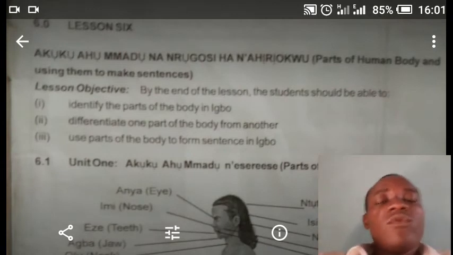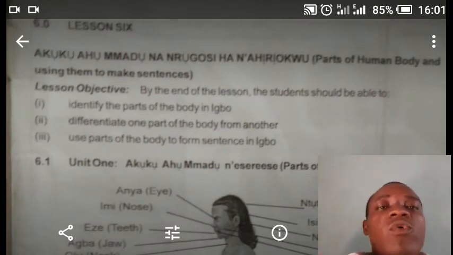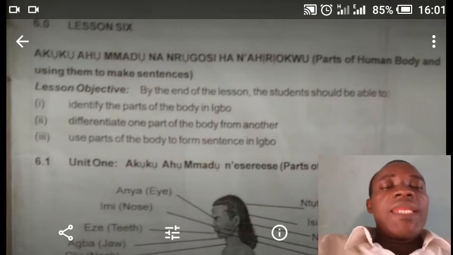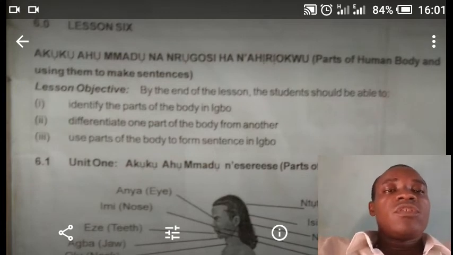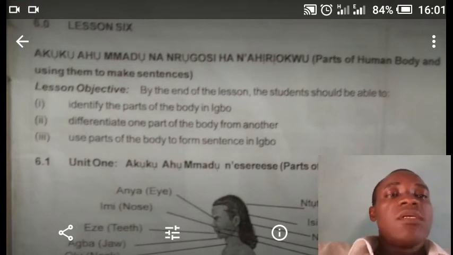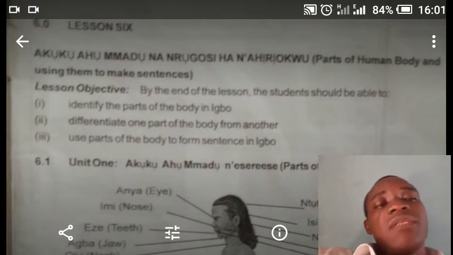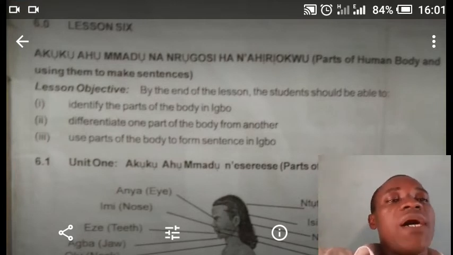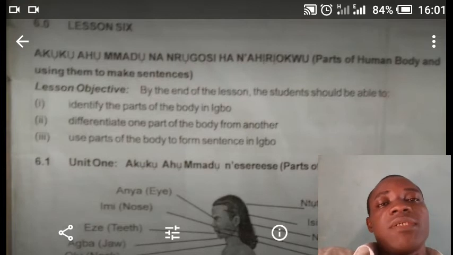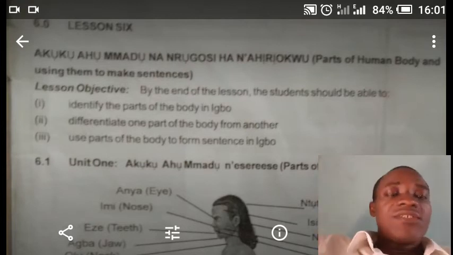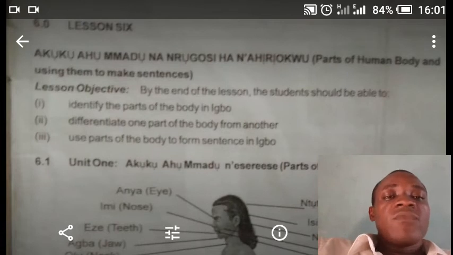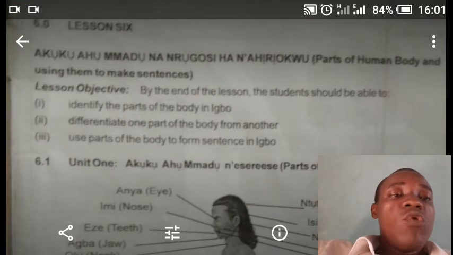Today we will look at akụkụ ahụ mmadụ na nrugosi ha n'ahịrị okwu. That is what that means. Parts of the human body and using them to make sentences in Igbo language.